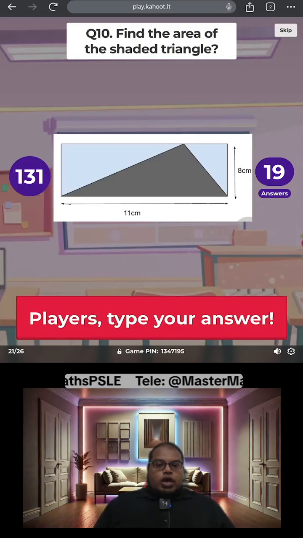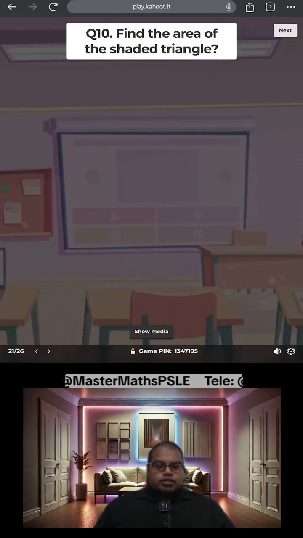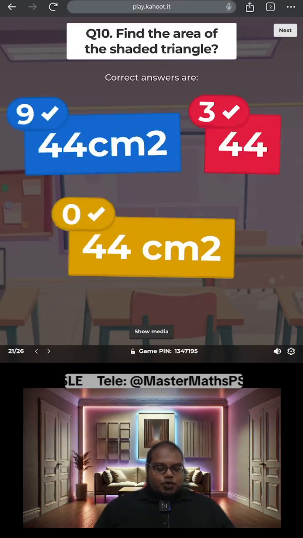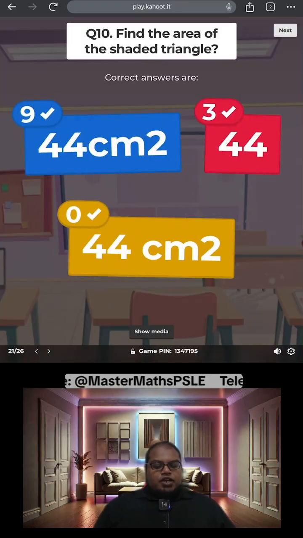So are you sure the answer is that? Are you sure? Yes, the answer is 44. Very good. 9 of you actually put 44 cm2. 3 of you never put cm2, but for this Kahoot, it is accepted. And yes, it's an area question, not a perimeter question. So you have to put cm2.